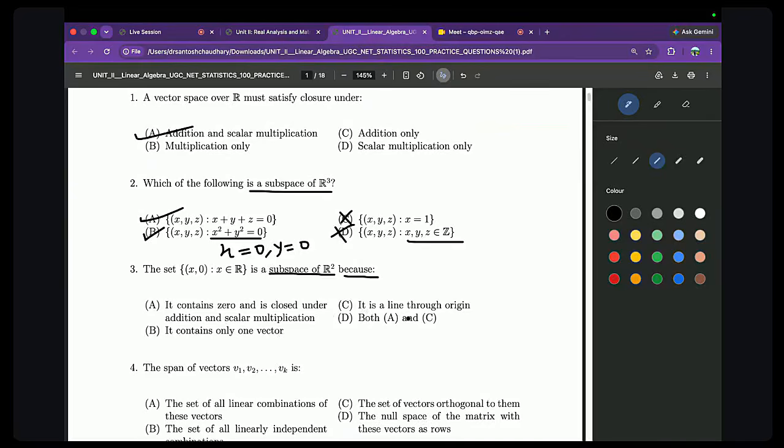Only one vector, both A and C. It is a line through origin. Y is 0. The x-axis, na. This x0 means all points on x-axis. So it's a set of all points on x-axis. So 0, 0 is there. You take sum of any two, it will be there. You take constant, it will be there. So I think only the first one is okay.